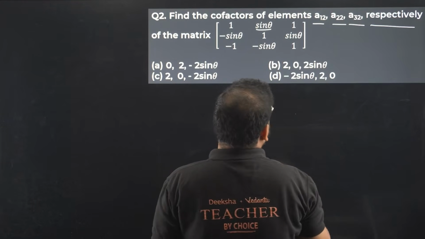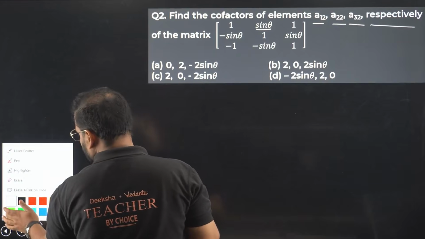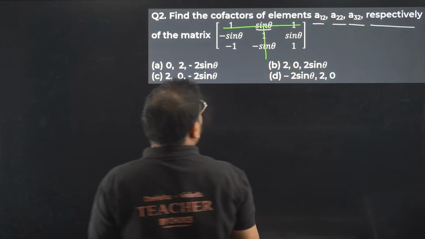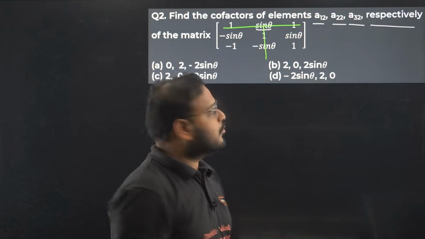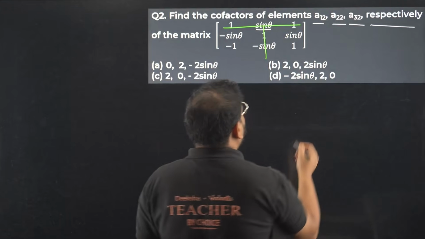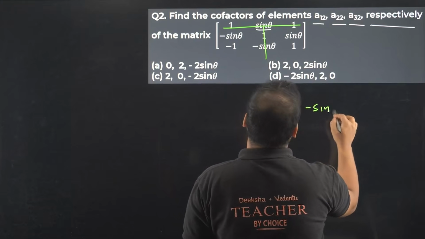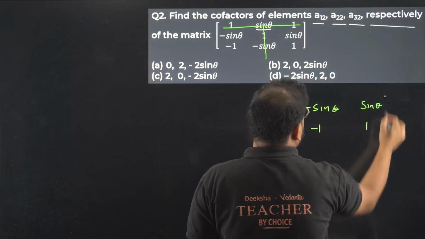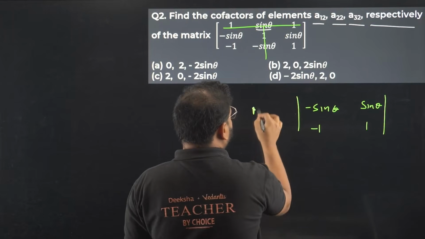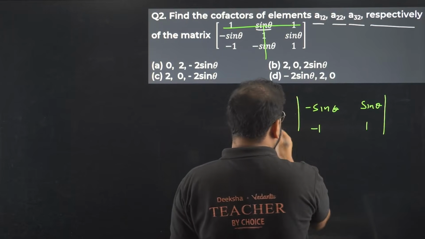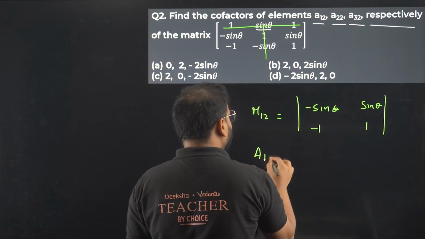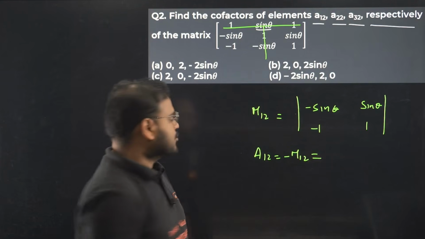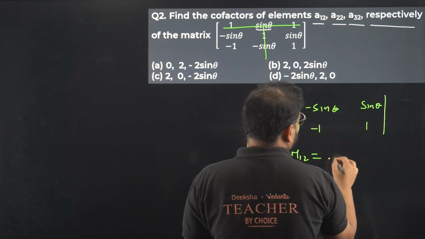Okay. So for A12, I can remove this row and column. First row and second column I can remove. A12. Now what I get? I have my minus sine theta, minus 1 and 1. This is my minor, right? This is my M12. Now this means A12 will become minus of M12. Right? 1 plus 2 is odd. So minus of M12.